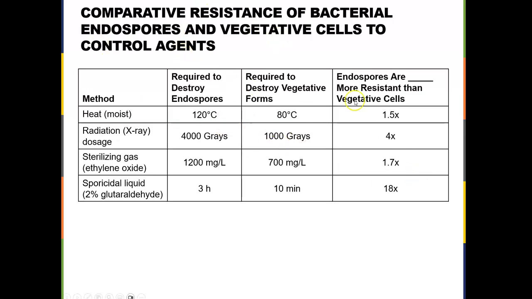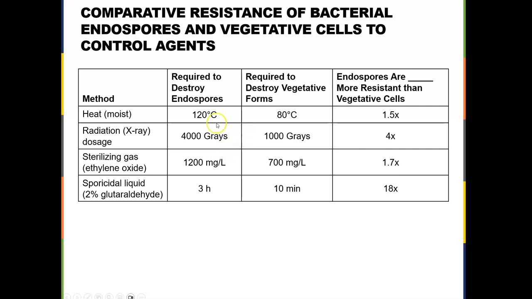I think this is so interesting. So this is comparing the resistance of bacterial endospores and vegetative cells to control agents. The first column is your endospores, and the second column is your vegetative forms. So for heat, it takes up to 120 degrees Celsius to kill an endospore, but only 80 degrees for a vegetative cell. So that's a naturally growing cell. So that's only 1.5 times more.